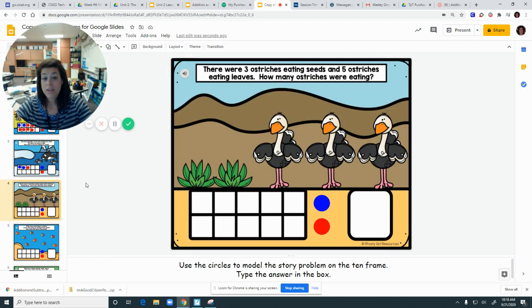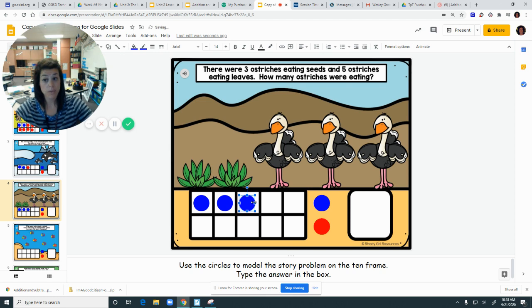It says, there were 3 ostriches eating, and 5 ostriches eating leaves. I'm so sorry, I read that wrong. Can I read it again? Okay, thank you. There were 3 ostriches eating seeds, and 5 ostriches eating leaves. How many ostriches were eating? Okay, let's draw what we see and put it in our 10 frame. There were 3 ostriches eating seeds. So I'm going to show 3. 1, 2, 3. Those were eating the seeds.